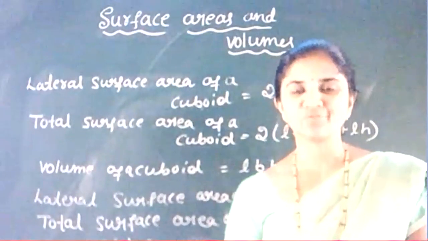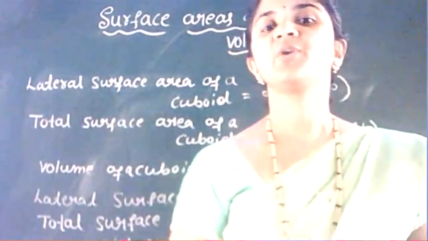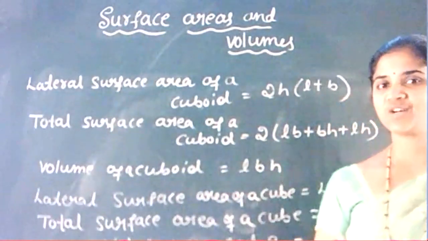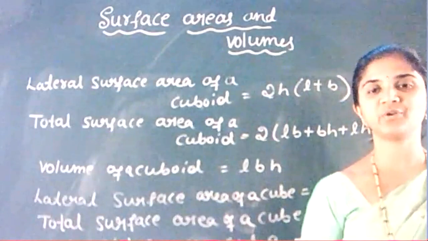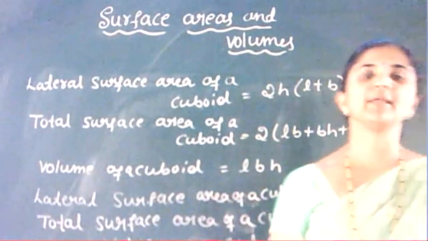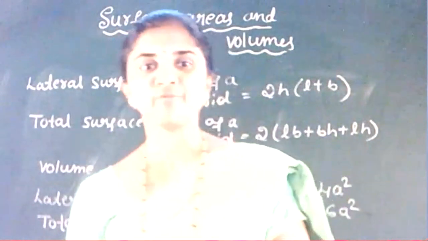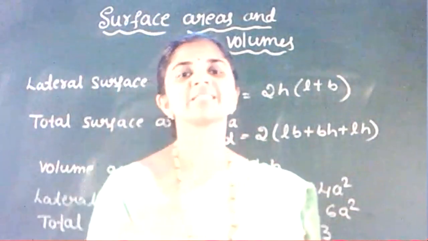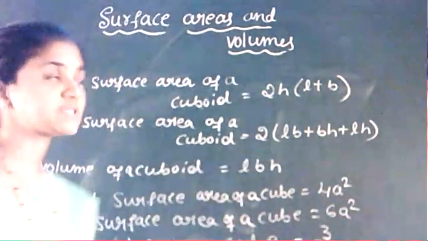In the last video, we discussed cube and cuboid: lateral surface area of the cuboid, total surface area of the cuboid, volume of the cuboid, then lateral surface area of cube, total surface area of cube, then volume of cube. Let us recall the formulas once.